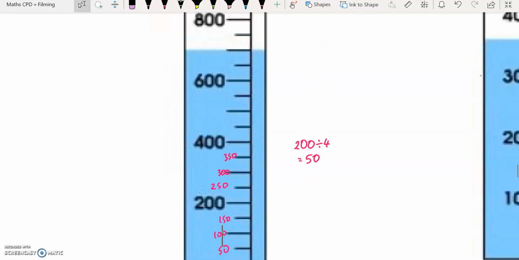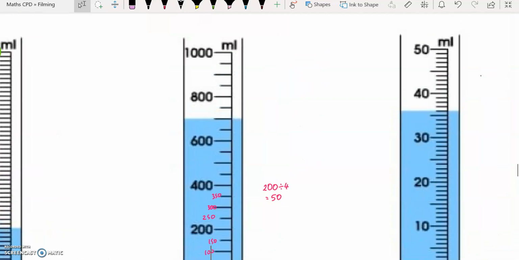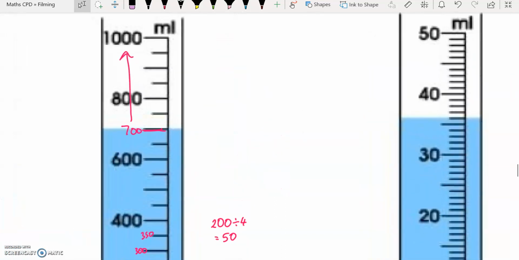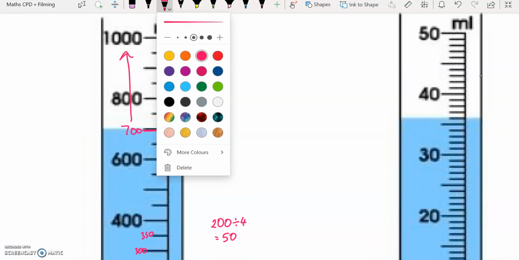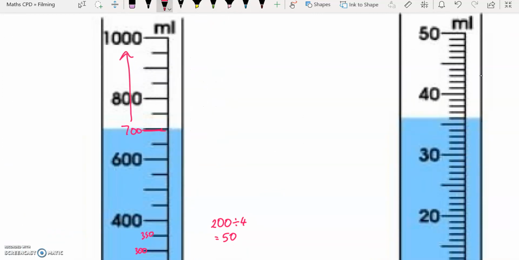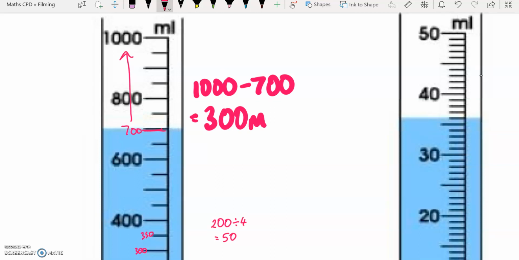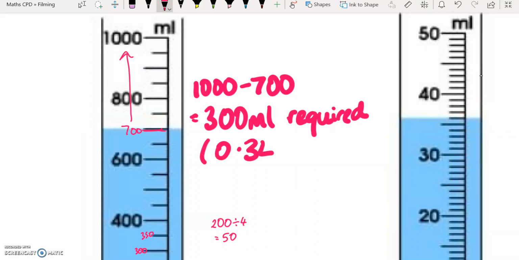Okay, so we need to figure out the scale. Once we've got the scale, we should be able to go a wee bit further now. So we are here. So what number is that? That's going to have to be 650. So that number there is 700. We want to figure out how much do we need to get to 1,000. Okay, so you'll be able to do this mentally, or you could do the calculation. We'll do 1,000, subtract 700, which will give us 300 millilitres. 300 millilitres is what is required. Another way to say 300 millilitres is 0.3 litres.